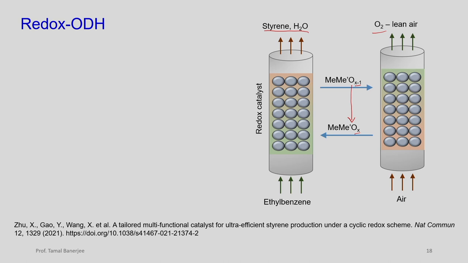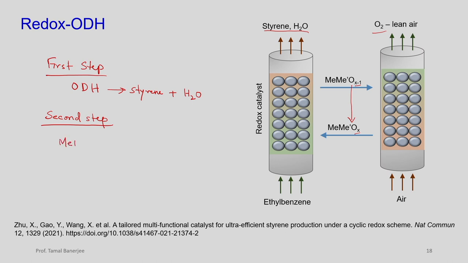The process has two steps. In the first step, ODH takes place. So what happens in the ODH? You have styrene plus water, because this hydrogen combines with the oxygen of the redox catalyst to form styrene and water. In the second step, this particular catalyst, MeOx minus 1, plus air gets converted to the original MeOx. So it takes up air.